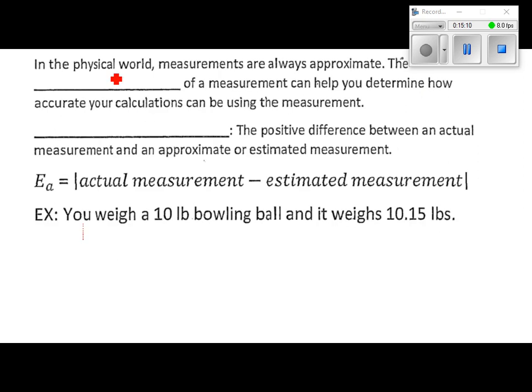In the physical world, measurements are always approximate. When I ask you to measure something, can you measure it exactly? It's impossible to measure anything exactly. All right? We're never going to have anything exact.